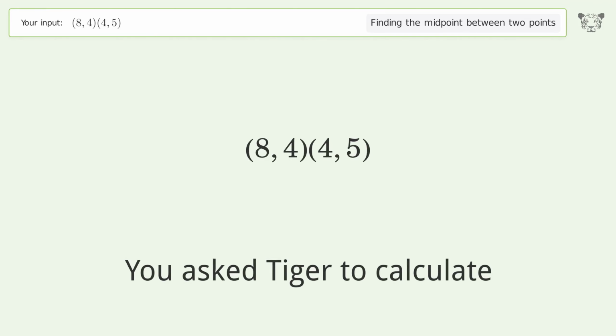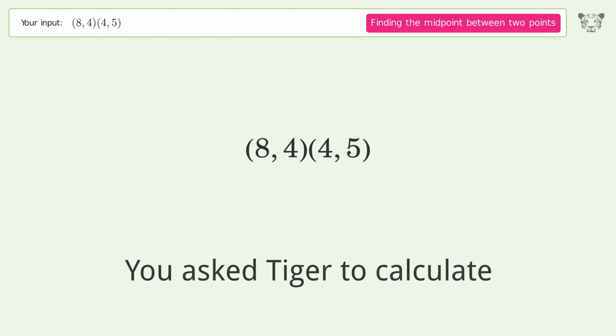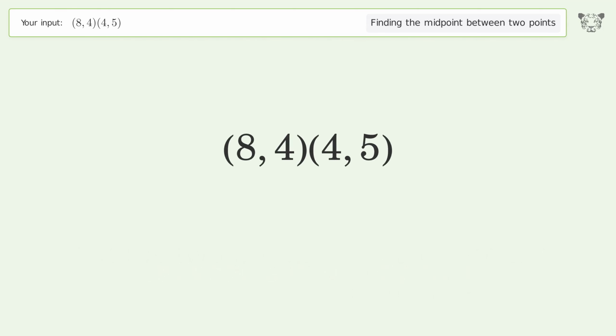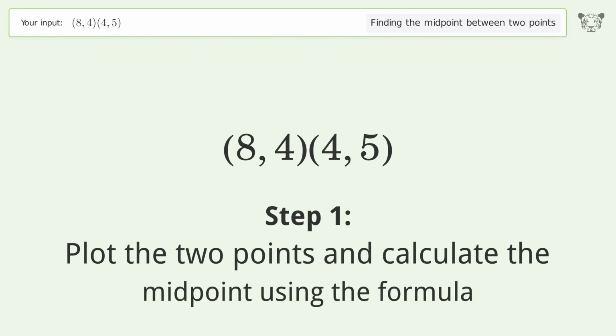You ask Tiger to calculate. This deals with finding the midpoint between 2 points. The midpoint between the 2 points is 6, 4.5. Let's solve it step by step. Plot the 2 points and calculate the midpoint using the formula.